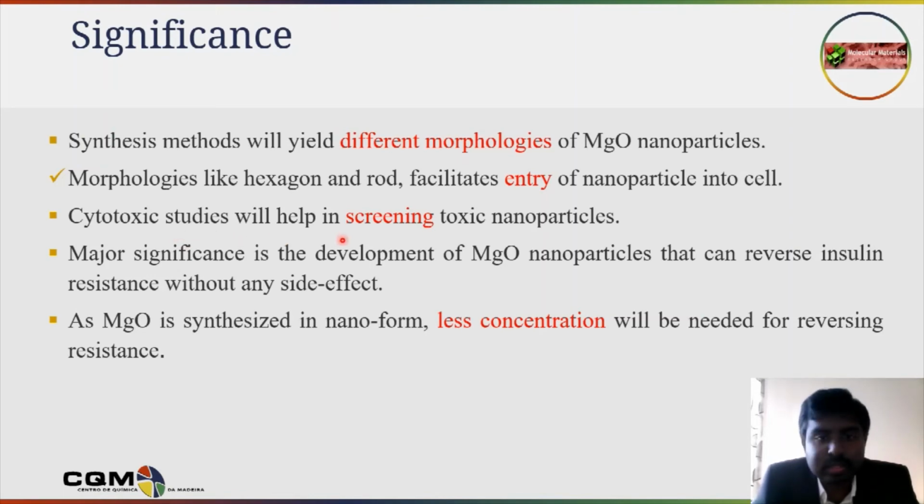Cytotoxic study will help in screening toxic nanoparticles. So we have used double stage cytotoxic analysis by using diabetic cell lines, 3T3L1 cells, as well as Vero cell lines, kidney cell lines. So normal cell and diabetic cells. So in both these cell lines, the selected nanoparticles are non-toxic or less toxic. And the major significance is the development of nanoparticle that can reverse insulin resistance without any side effect, as we are going to use only a few doses of nanoparticle and it takes only 24 hours. As magnesium oxide is synthesized in nanoform, less concentration will be needed for reversing insulin resistance.